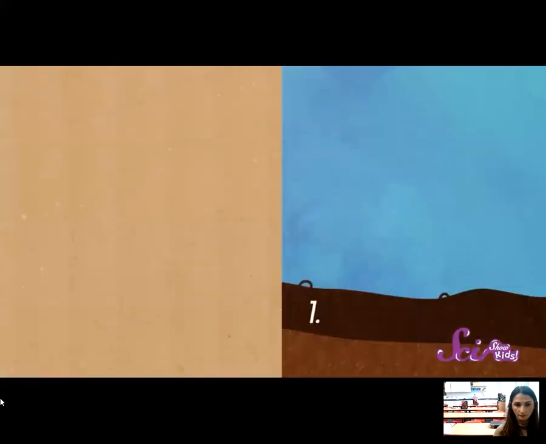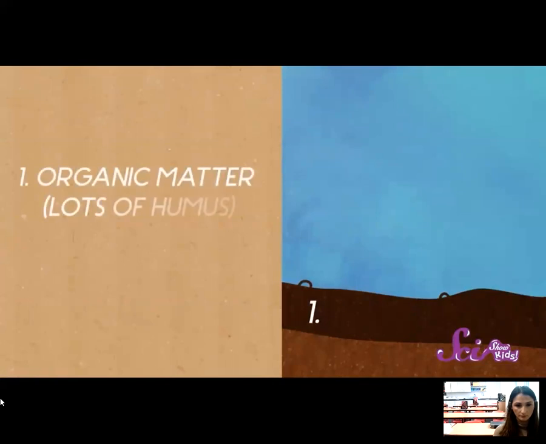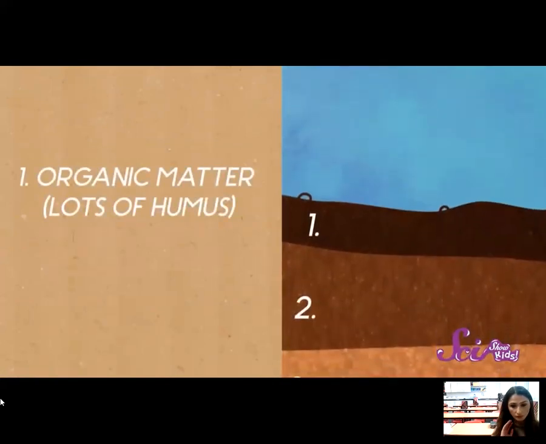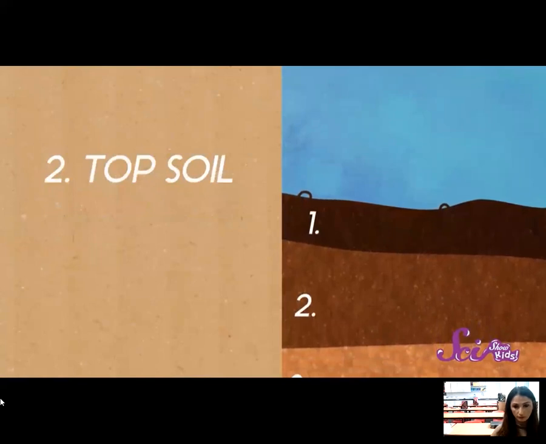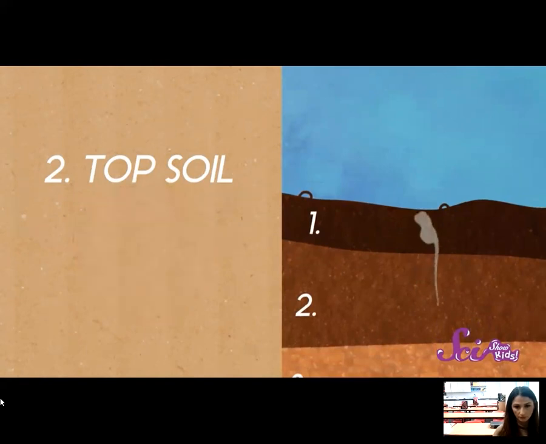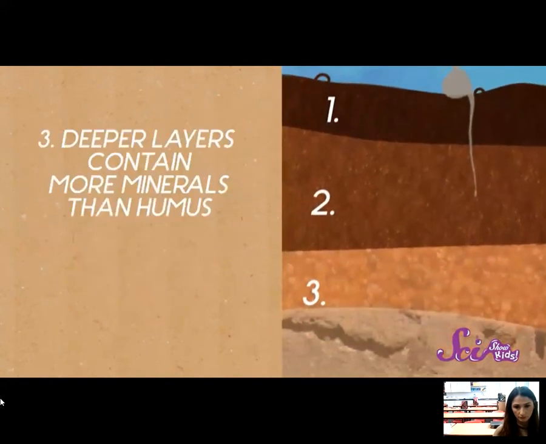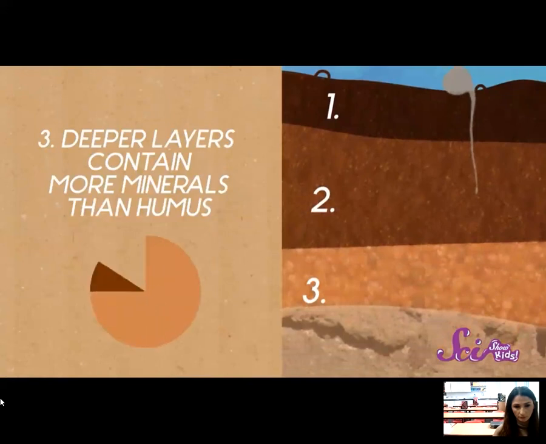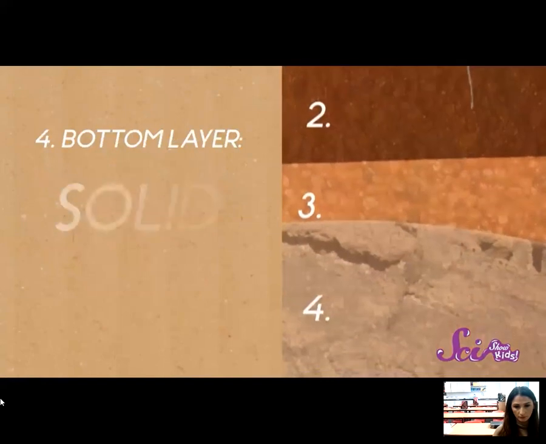Now, all of these things are mixed together to make soil, but the mixture isn't always the same. Scientists have found that soil has many layers to it. The top layer is all made up of organic matter, with lots of that good, useful humus. Beneath that is the layer that we often call topsoil. Topsoil is made mostly of humus, with a little bit of minerals sprinkled in. This layer is where seeds start to grow. As you go further down away from the surface, you find that the deeper layers of soil contain more minerals than humus. And once you get through the bottom layer, you run into a layer of solid rock.